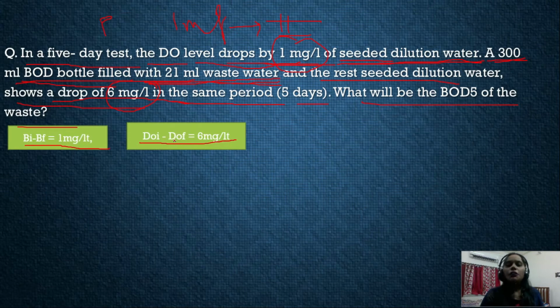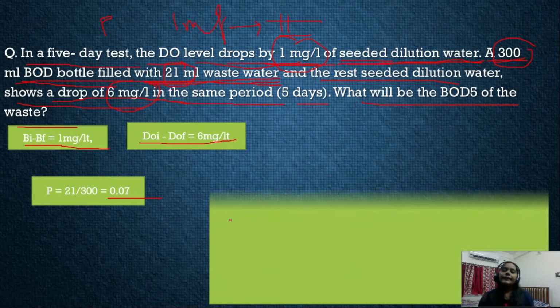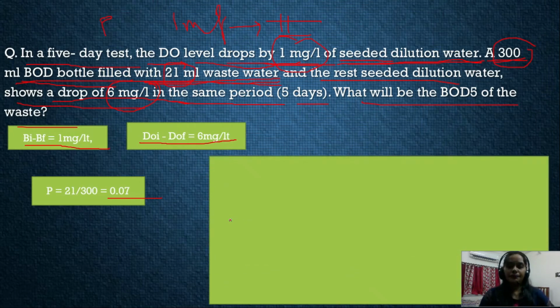So here you should understand the question. You should check the question. What clues are given? Understand? And of course this is the P value, as I told you earlier. The volume of wastewater is 21 ml, and the total volume is 300. Obviously 21 divided by 300 will give you the dilution factor 0.07. Yes. So here is the total solution.